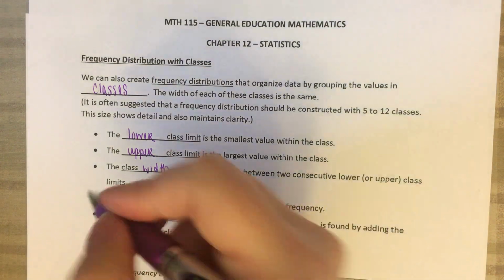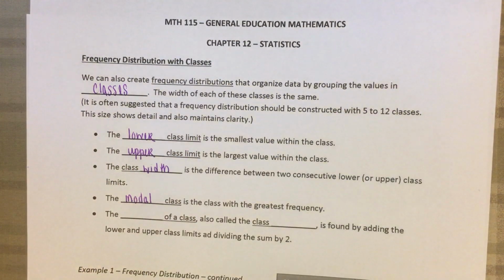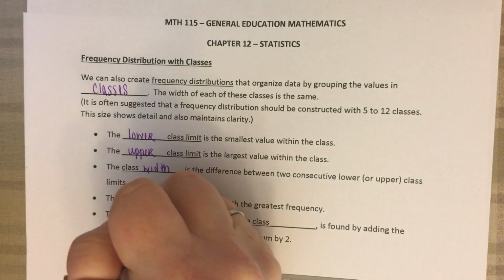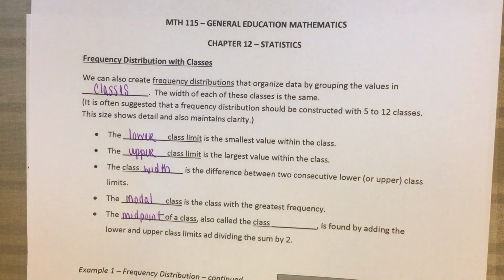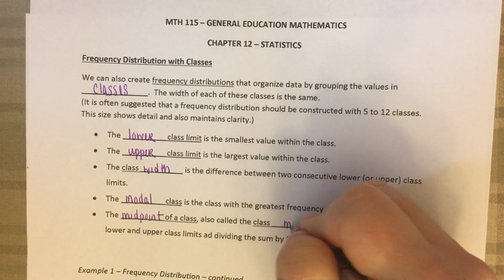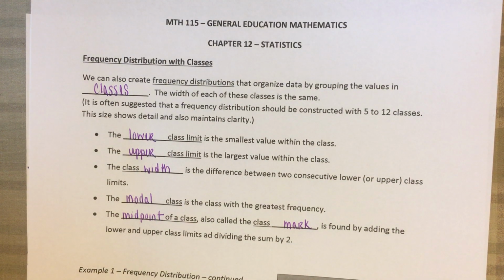The modal class is the class with the greatest frequency. We'll see the word mode again in the next section as well. And then the midpoint of our class is also called the class mark, and it is found by adding the upper and lower limits and dividing the sum by 2.